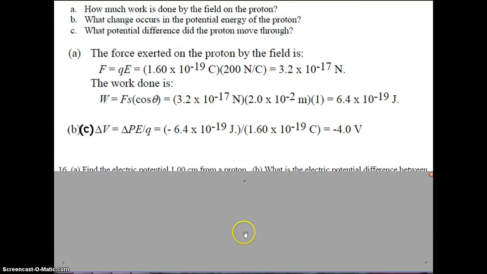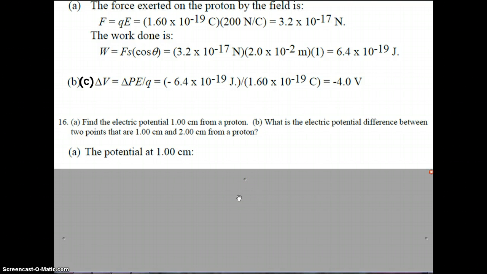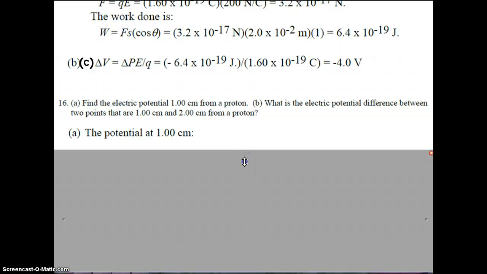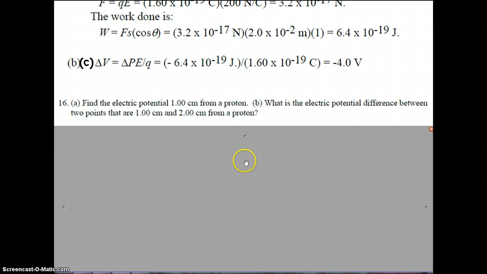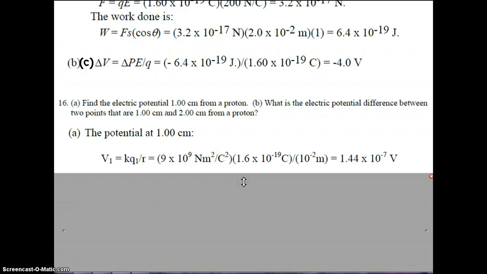In problem 16, we find the electric potential 1 centimeter from a proton, and B, what is the electric potential difference between 2 points that are 1 centimeter and 2 centimeters from a proton? Well, the potential at 1 centimeter is given by V equals KQ over R. K, 9 times 10 to the 9th. Q, 1.6 times 10 to the negative 19. And 1 centimeter, 10 to the negative 2 meters. We do the math dividing by the distance. And we get 1.44 times 10 to the negative 7 volts.